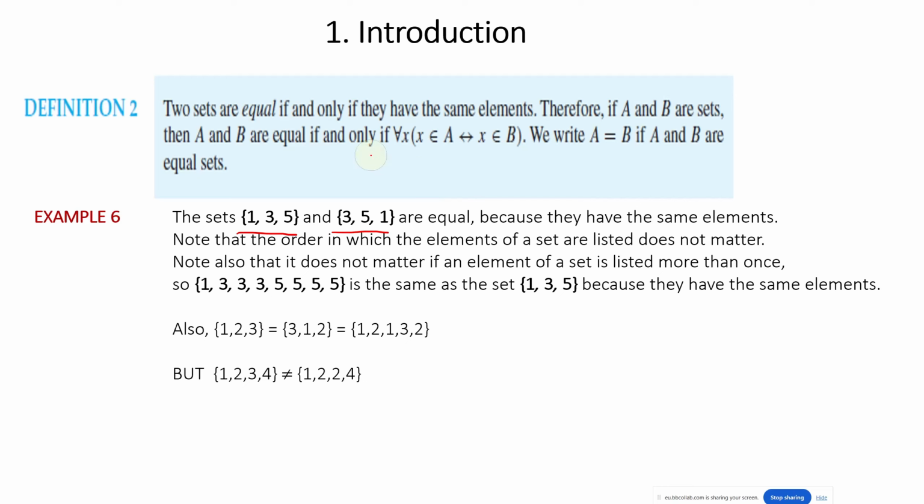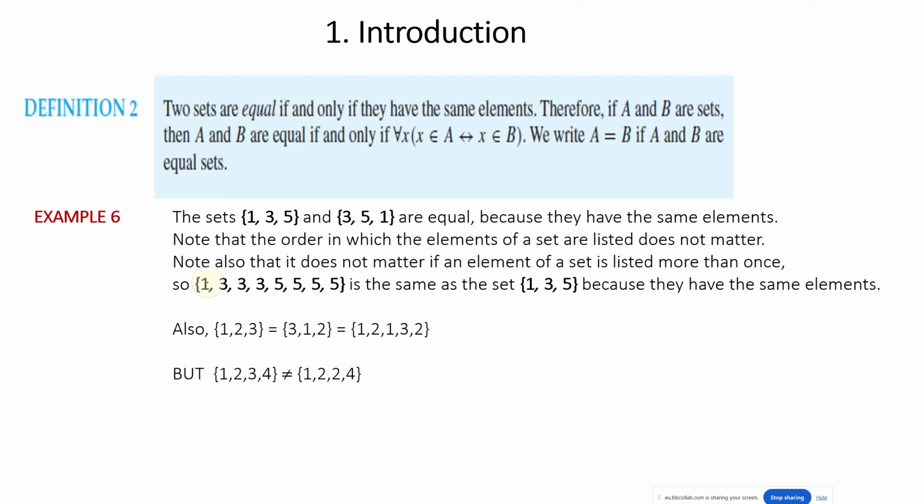So this makes us realize the order is not really that important, because the same values are here. If I name this A and this B, I can say that A equals B, because if you take any element of A, it should be in B. If you take any element of B, it should be in A.